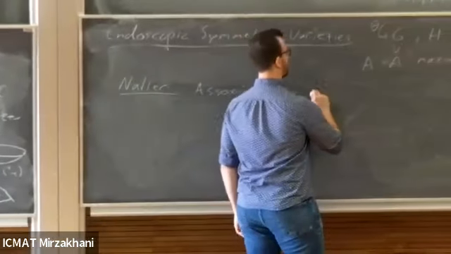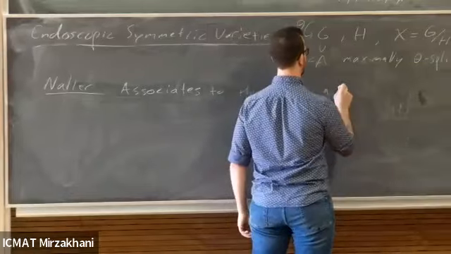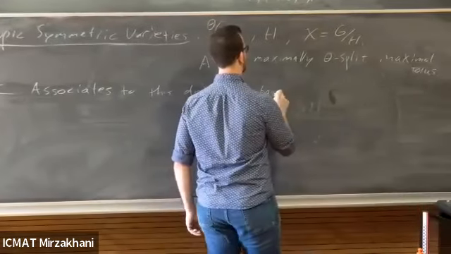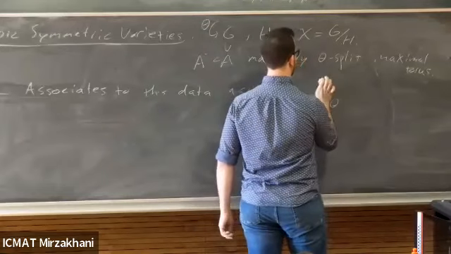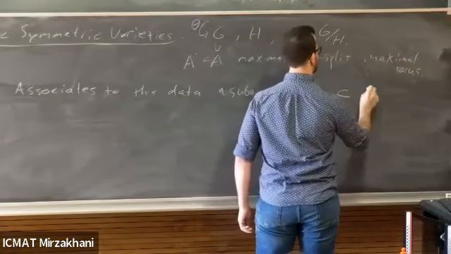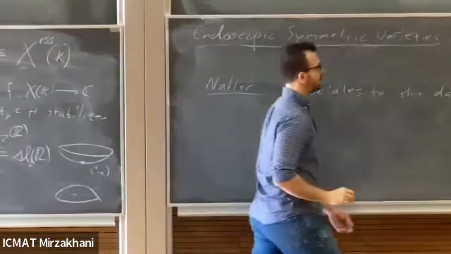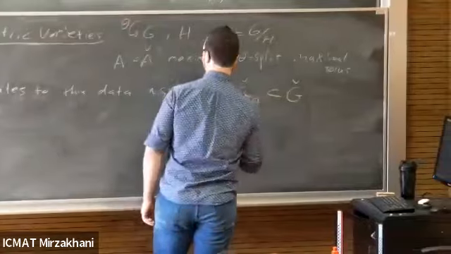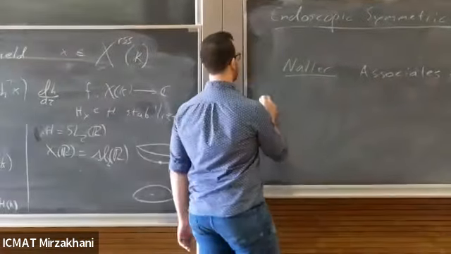Associates to this data a subgroup, which I'll call H sub theta. Really, I want to call it G sub theta, as a subgroup of G check. And from my point of view, this is very close to what you need, but somehow we need a bit more.